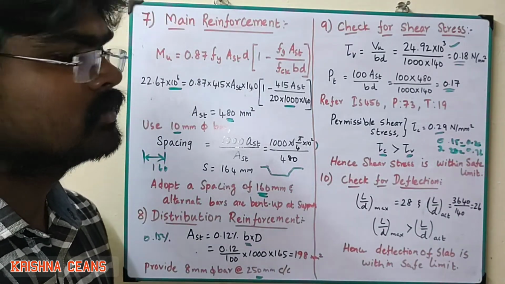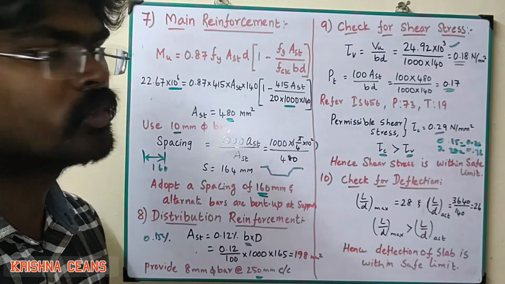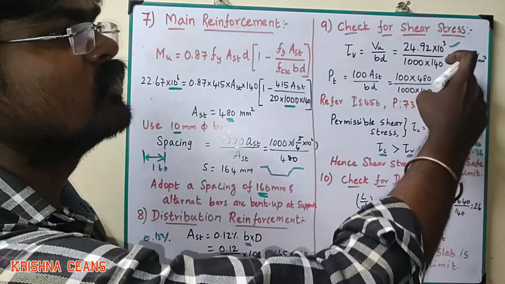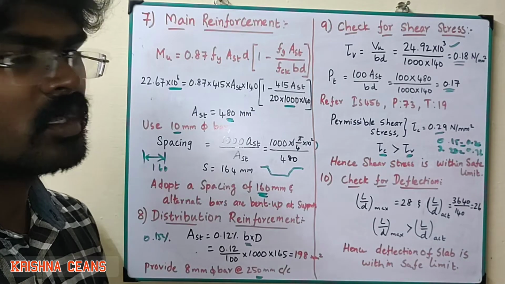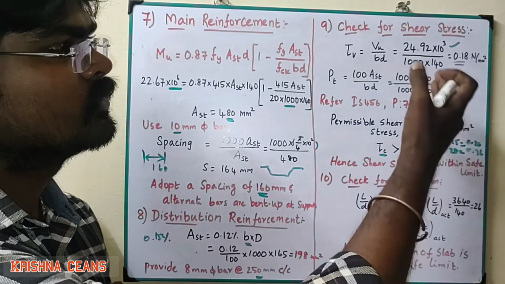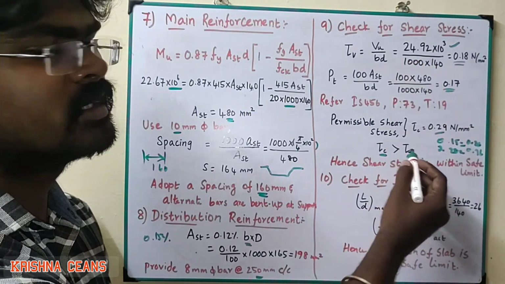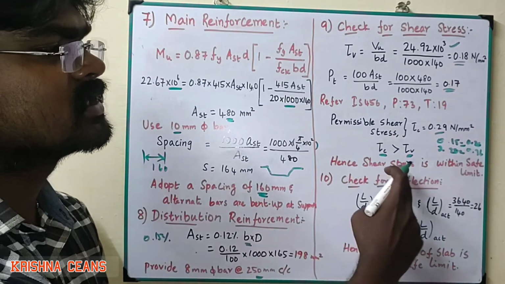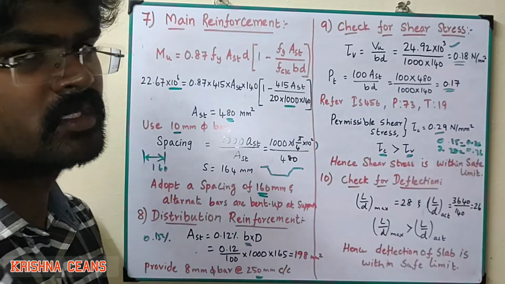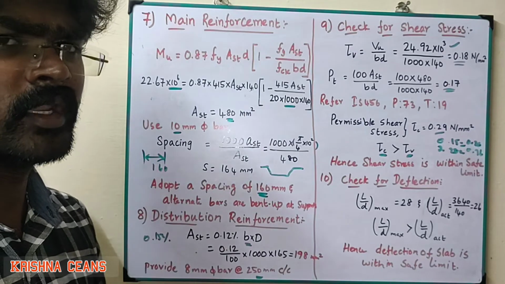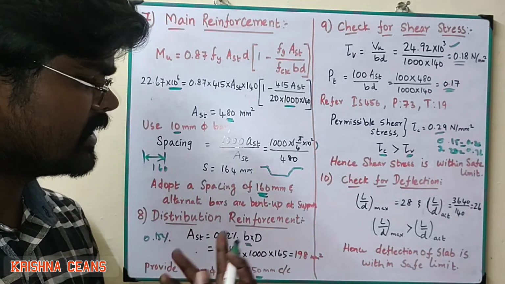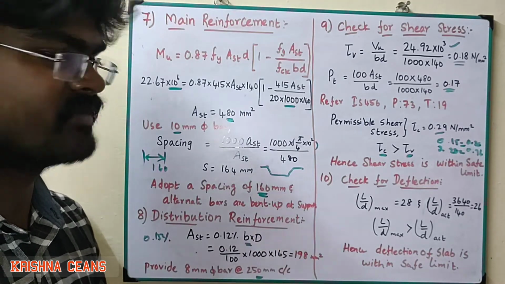So now we have an approximate value of 0.29 Newton per mm², because our tau V value is 0.18. So always tau C is greater than the tau V value. So shear stress is safe within the limit. So no need to worry. We provide the 8 mm dia bar itself, it is safe.